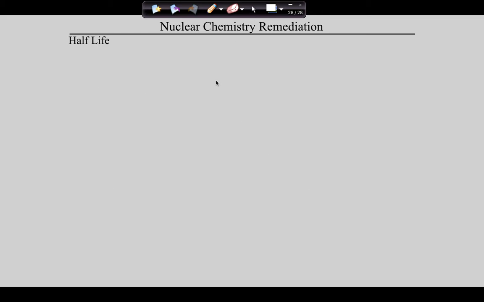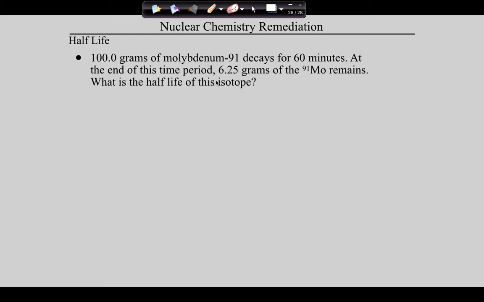The other type of problem that you'll need to solve is a problem where you are being asked to solve for half-life. How long is the half-life of a sample? So for example, it says 100 grams of molybdenum-91 decays for 60 minutes. At the end of this period of time, 6¼ grams of the molybdenum-91 remains. What is the half-life of the isotope?